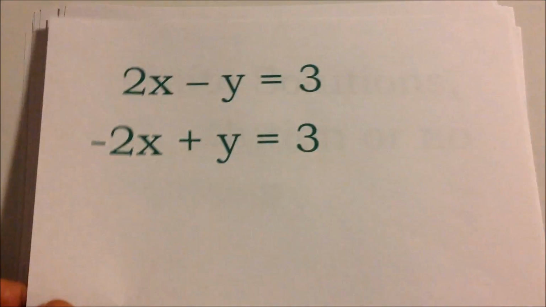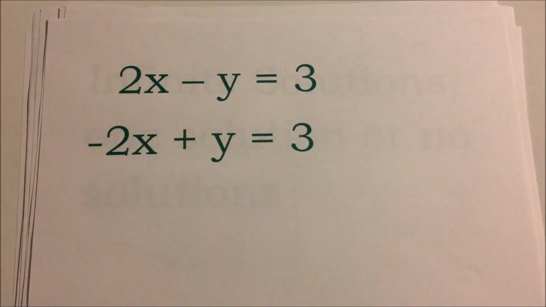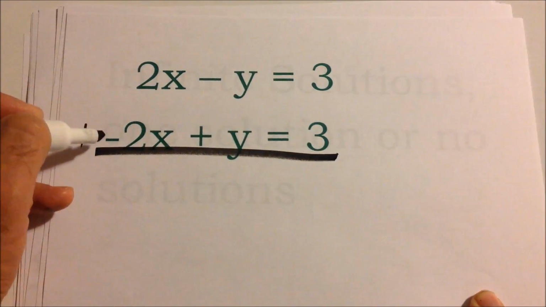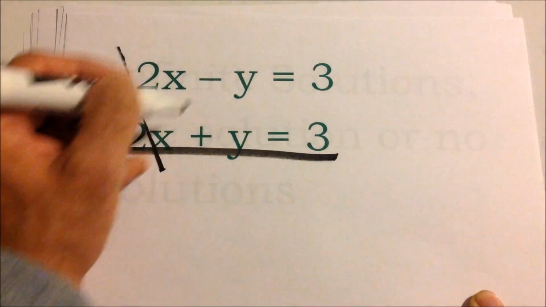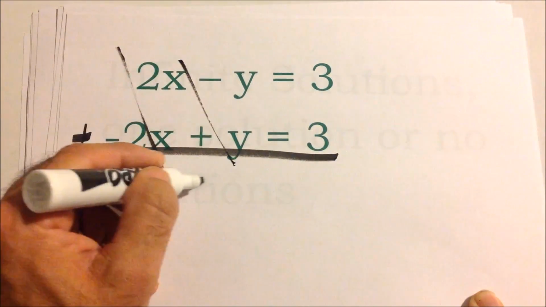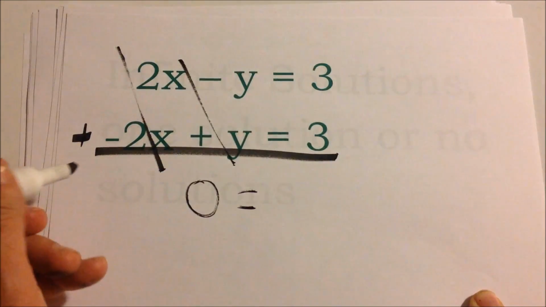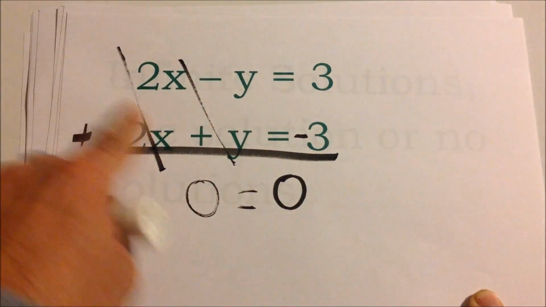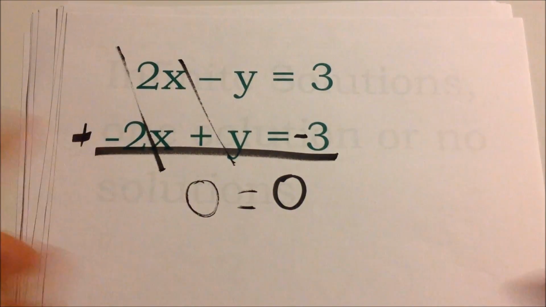Let's look at this. Here we can eliminate. Remember, with elimination, we're adding them together. 2x plus negative 2x cancels. Negative y plus y cancels. So you're left with 0. And 3 plus a negative 3, that was supposed to be negative 3, is 0. When you have 0 equals 0, you have infinite solutions, because you can make the x and the y anything.